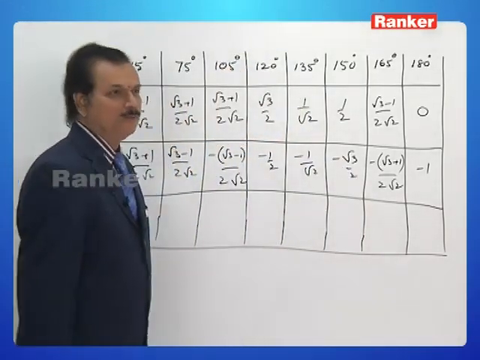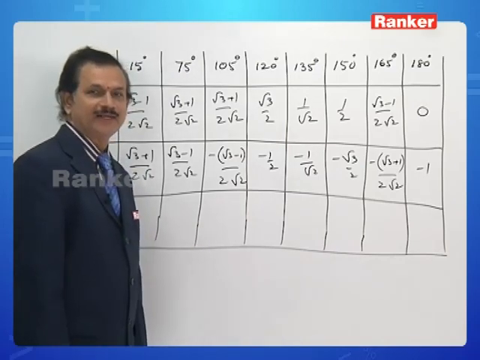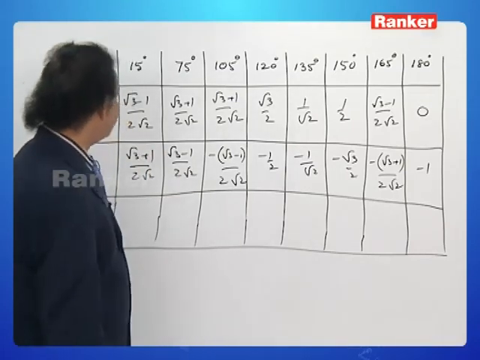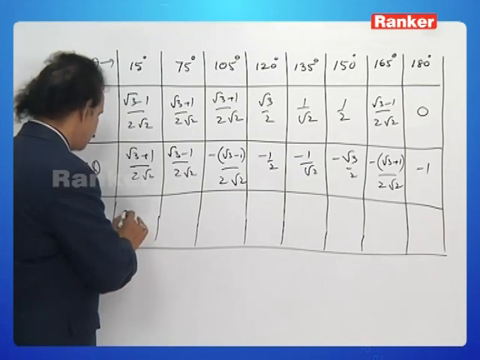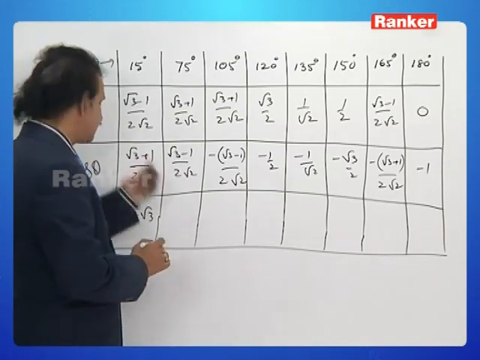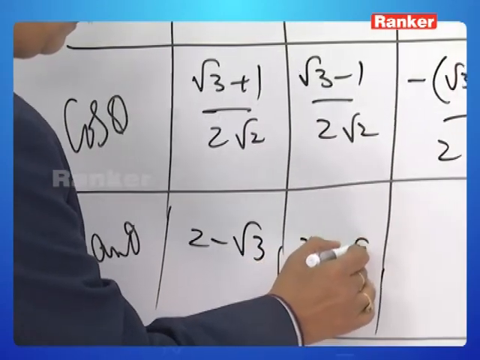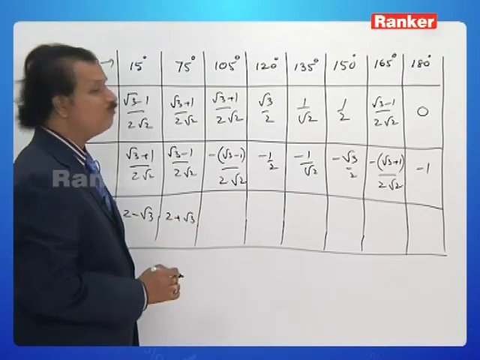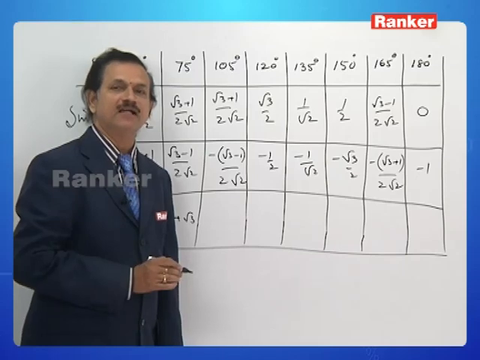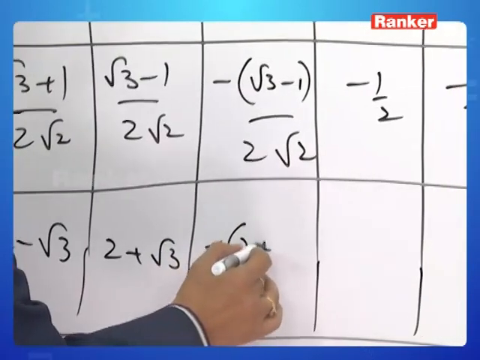Well, now it is our duty to fill all the columns under the tangent row. Come on, tan theta. What is tan 15? 2 minus root 3. What is tan 75? 2 plus root 3. What is tan 105? 105 is supplementary to 75. So the answer is minus tan 75. That is minus of (2 plus root 3).